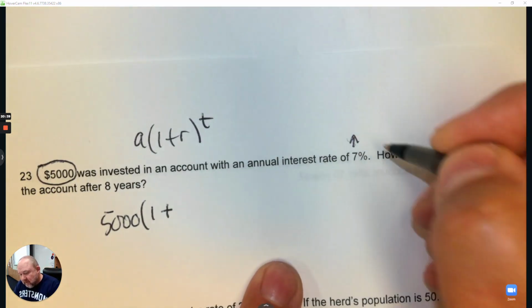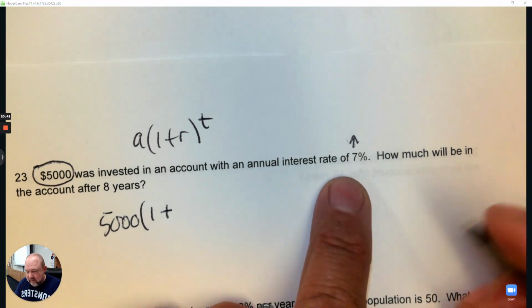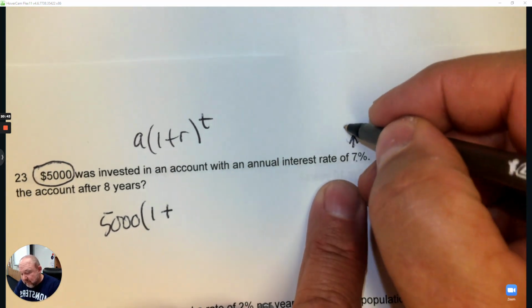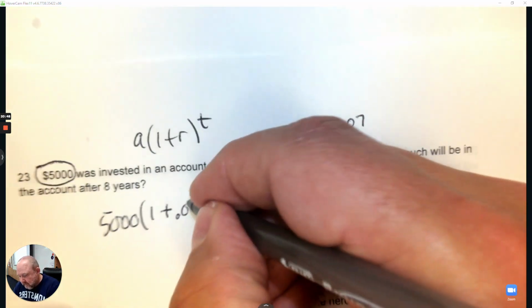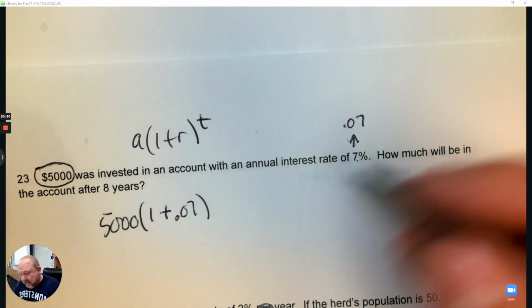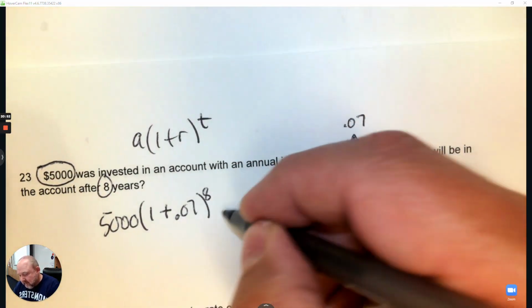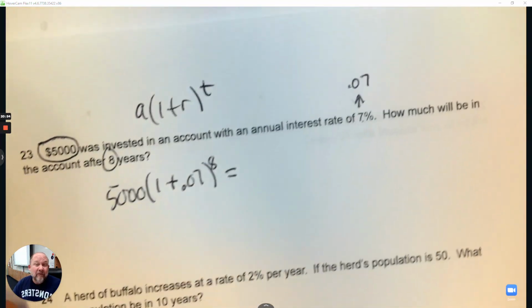Now the challenge here is I have to have the skill to write that as a decimal. So I'm going to move the decimal back, and 7% means 0.07. That's a skill. And then how much after 8 years? That's the exponent. And then we actually need a calculator.